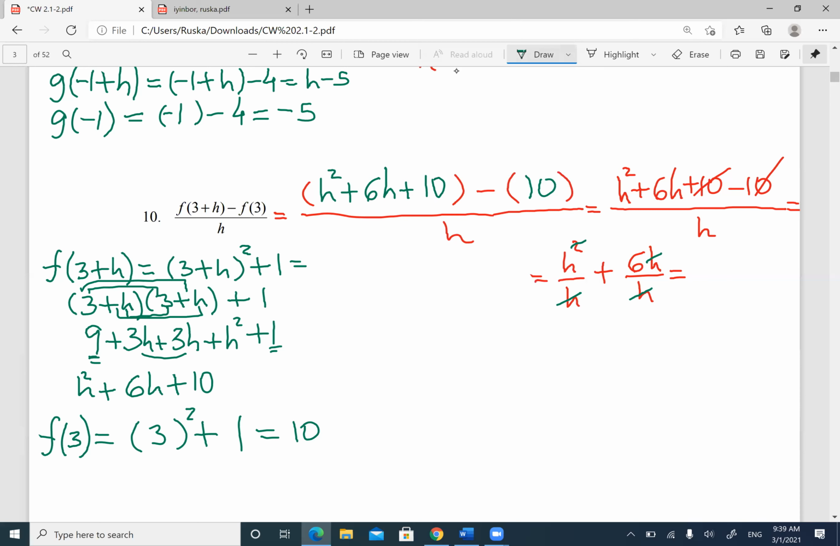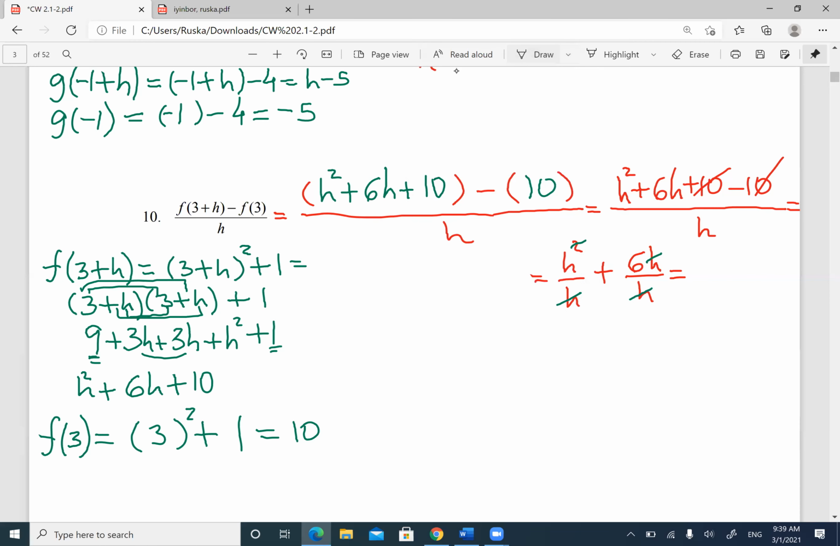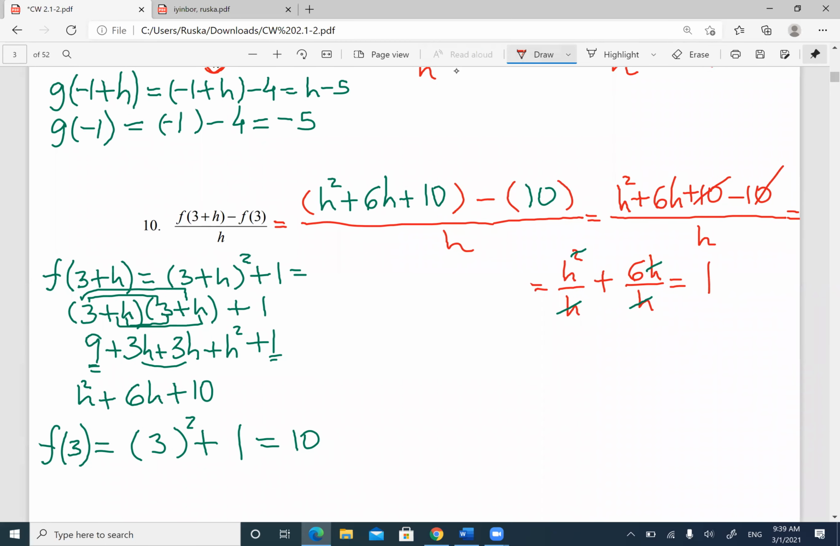So what is the final answer we get? h plus 6. Perfect. Good job. h plus 6. That's right. So remember, when you have an expression like this, the h in the bottom is going to cancel out. Okay? So this is what you have for section 2.1.